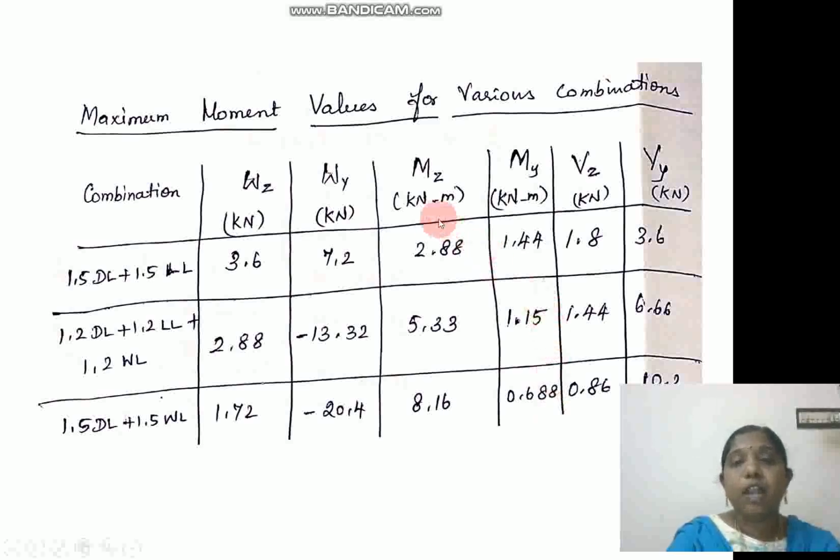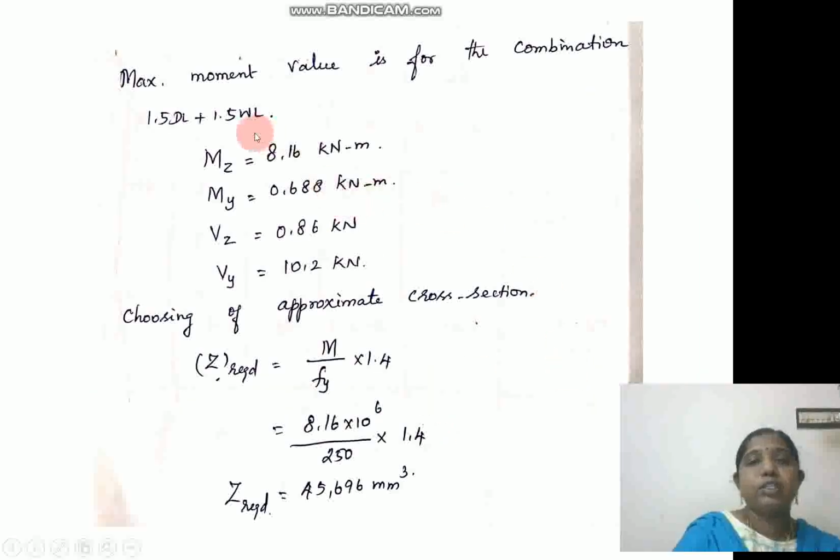But appropriately, we should not take the maximum value of Mz here and the maximum of the others separately. For example, here Mz is 8.16, maximum of My is 1.44, and Vz, if you see, maximum is 1.8. So you should not take it like this. Instead, if you are taking Mz, you have to consider the corresponding My and corresponding Vz and corresponding Vy. So after taking all these values, we are going to write down which is the worst combination and what are the forces acting on the purlin. So this is for this combination only, these are the forces.